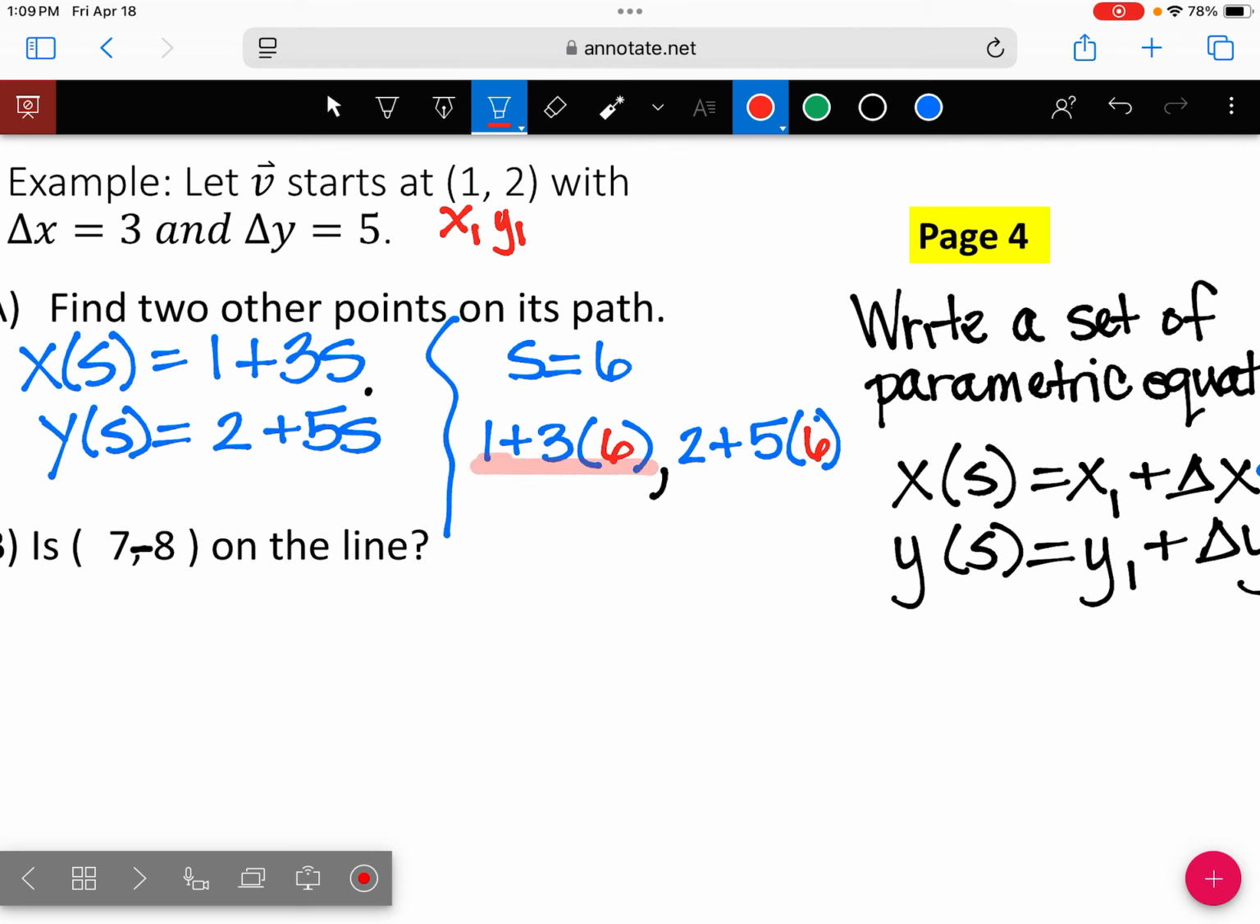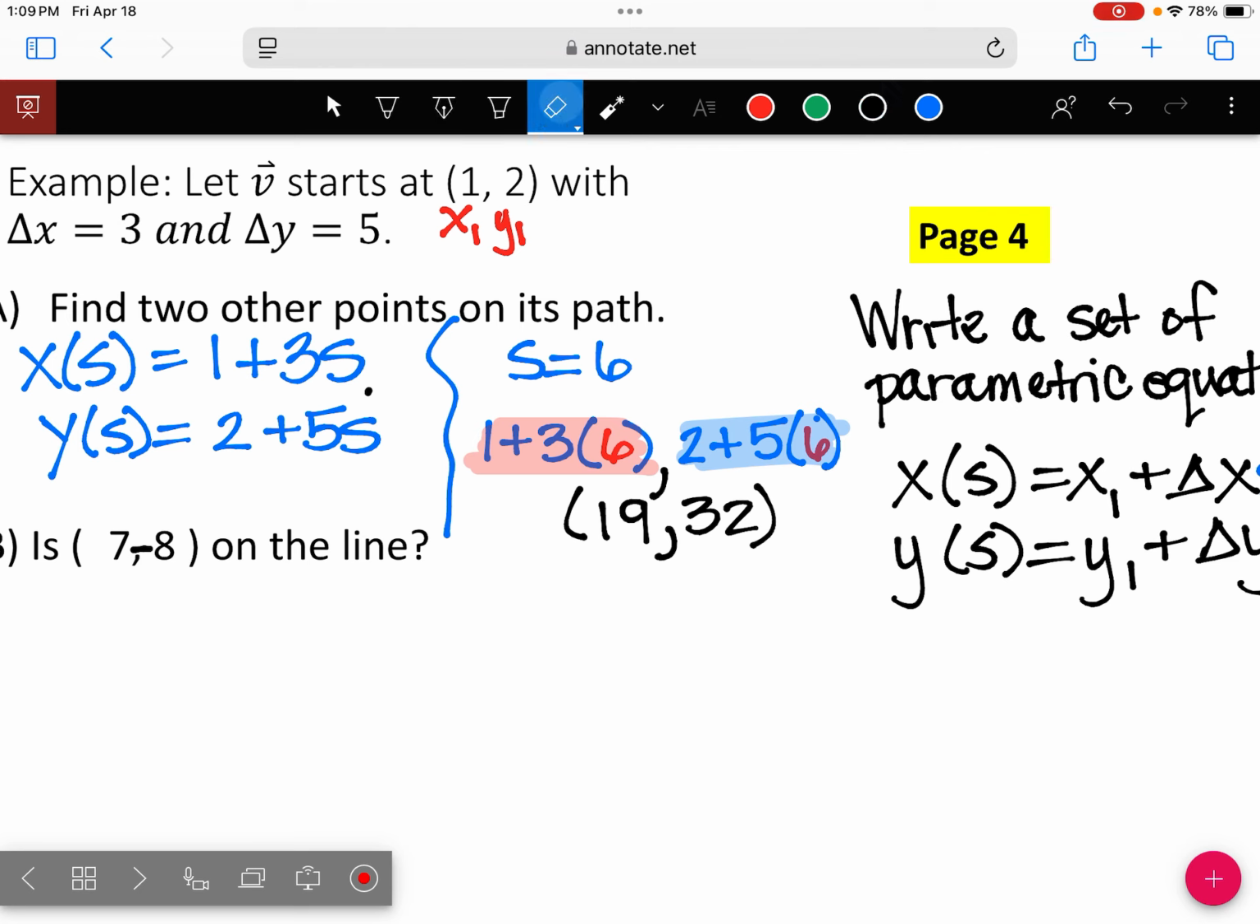Substitute this in your calculator to find your X value, and then you're substituting this in your calculator to get your Y value. So using the S value that Clinton provided, another point that would be on the path of this vector would be (19, 32). That's an ordered pair that's going to fall on the path of this vector.